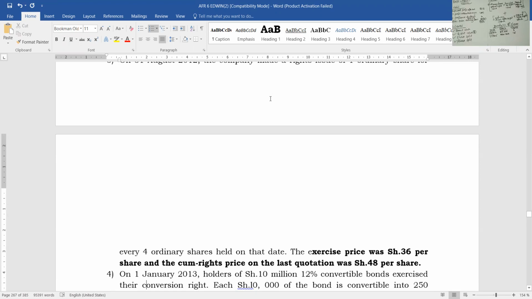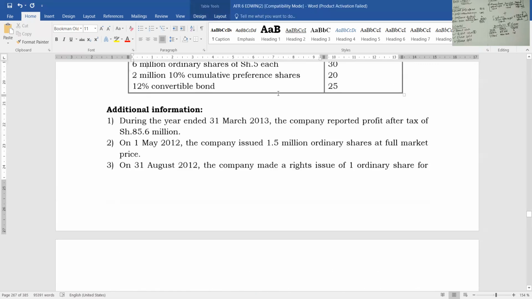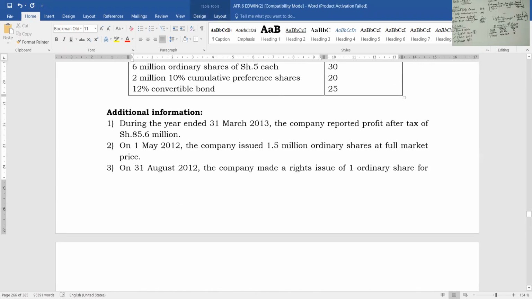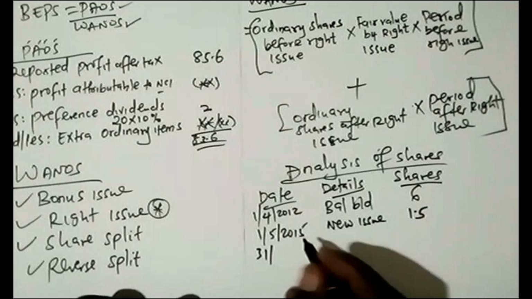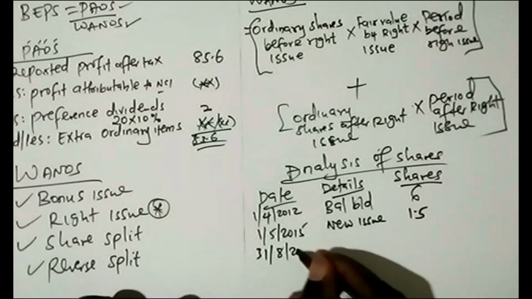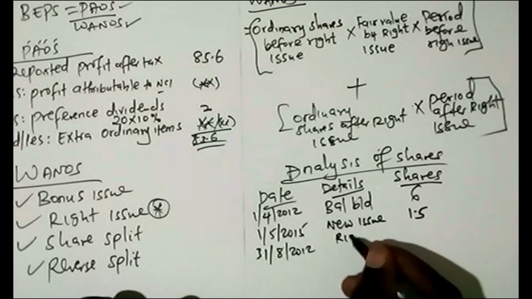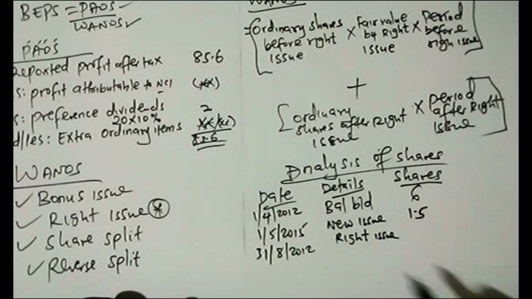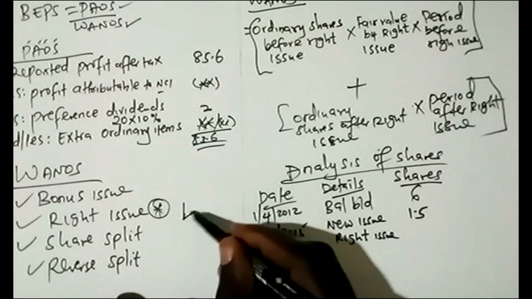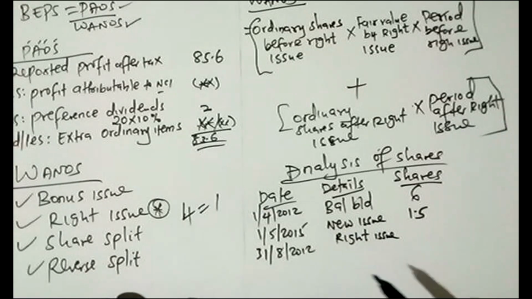So the proportion was 1 for every 4 shares held. And this one happened on 31st August 2012. So this one was a right issue. Right issue is very simple. For every 4 held, they were getting 1.